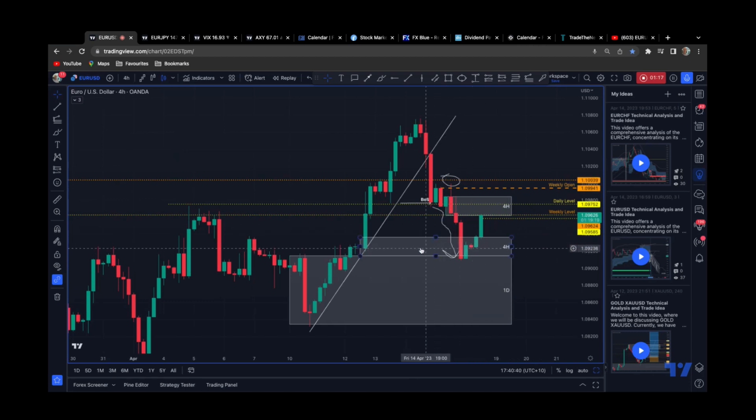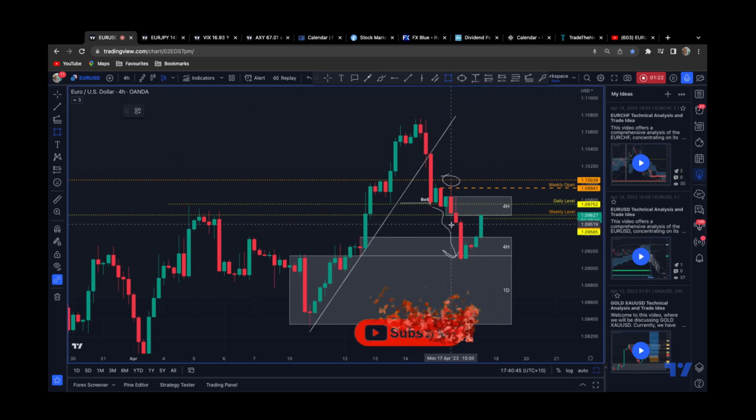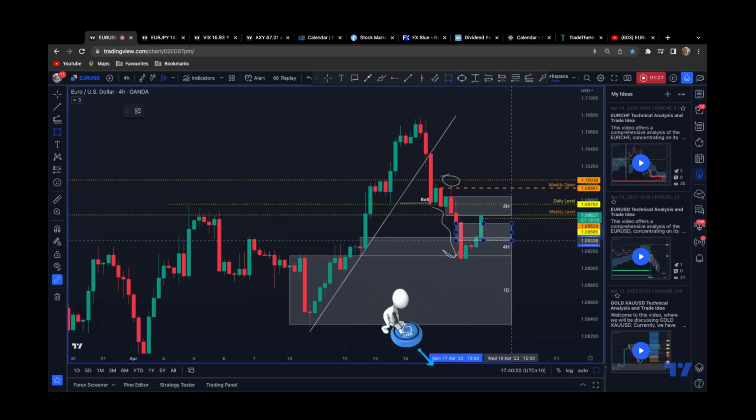So we've traded down into this balance area here. We had this imbalance in through here that was resolved. So that's the imbalance. It's now traded back up through it. So that's resolved. Now we're touching on the low of this 4-hour bearish order block.